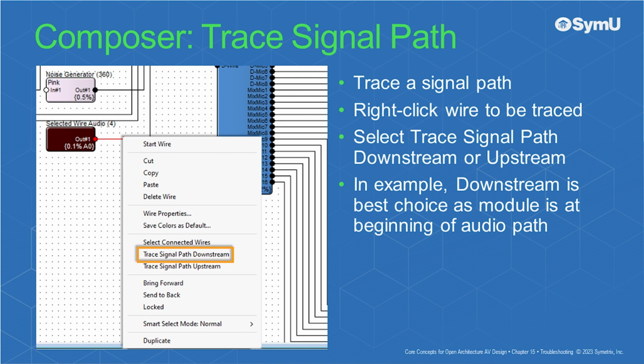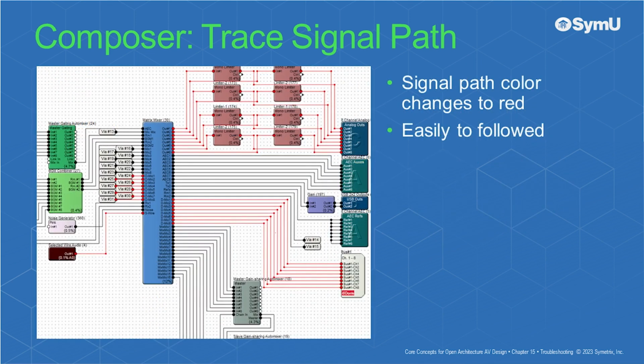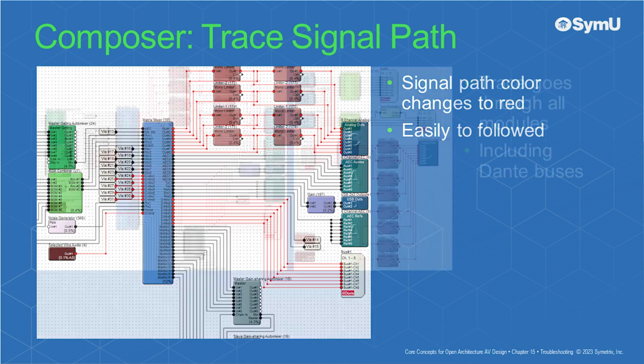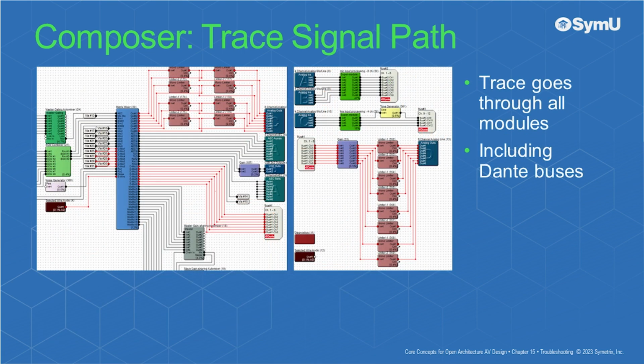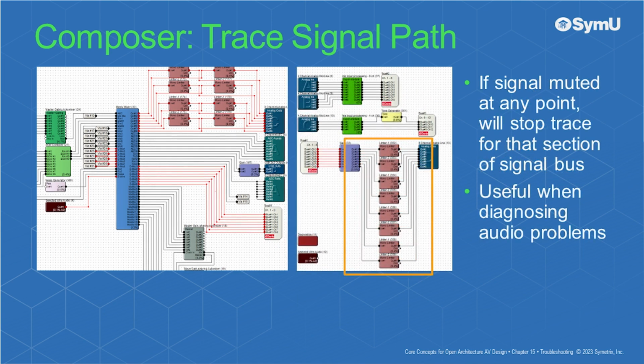In the above example, downstream is the best choice as the module is at the beginning of the audio path. The color of the signal path changes to red so it can easily be followed. The trace will go through all modules including Dante buses. If the signal is muted at any point in the path, or the module is otherwise disallowing signal to pass, it will stop the trace for that section of the signal bus. This is very useful when diagnosing audio problems.